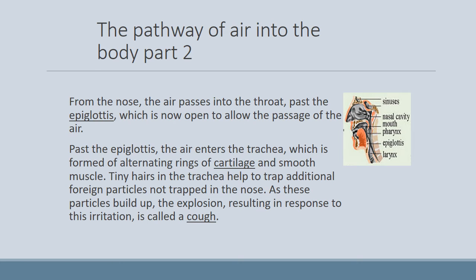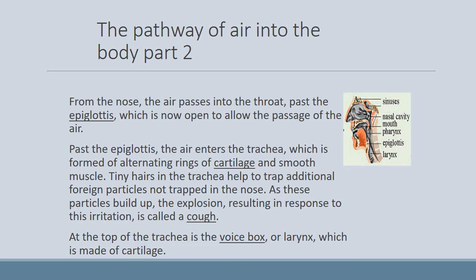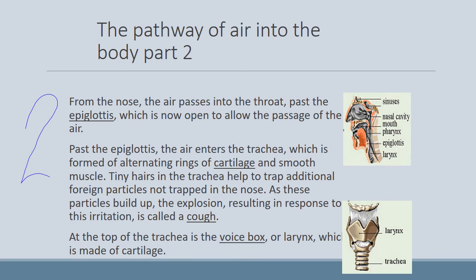Past the epiglottis, the air enters the trachea, which is formed by little alternating rings of cartilage. You don't really need to know that. Inside the trachea, there are little tiny hairs and mucus as well that help to trap particles. And as those build up, you use coughs to get rid of whatever gets stuck in there. At the top of the trachea is a structure called the larynx, or the voice box, and that's also made of cartilage. So step 2, basically, is going past the epiglottis, past the larynx, and into the trachea. Okay, that's step 2.